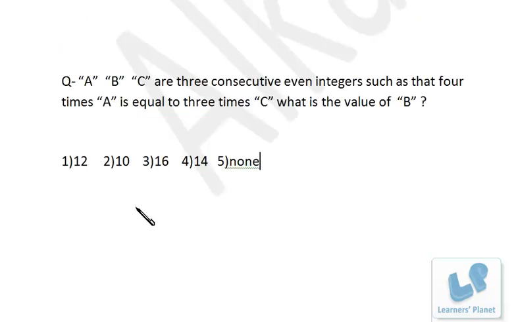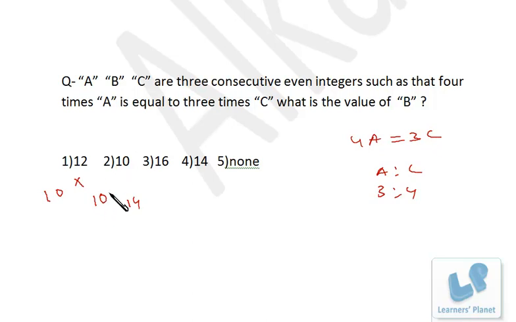Now let's see this question. Here A, B, C are three consecutive even integers such that 4 times A is equal to 3 times of C. That means A is to C is 3 is to 4, right? And we are asked the value of B. Now if this is the correct choice, right? If this is the B, then A must be 10, right? But this cannot be the correct choice because A has to be multiple of 3. So this is wrong.